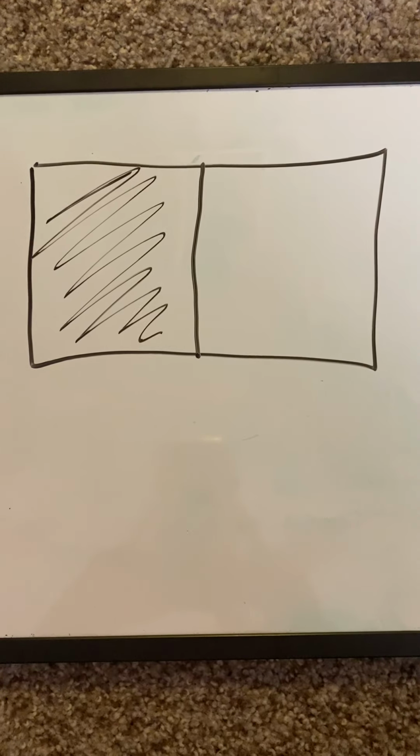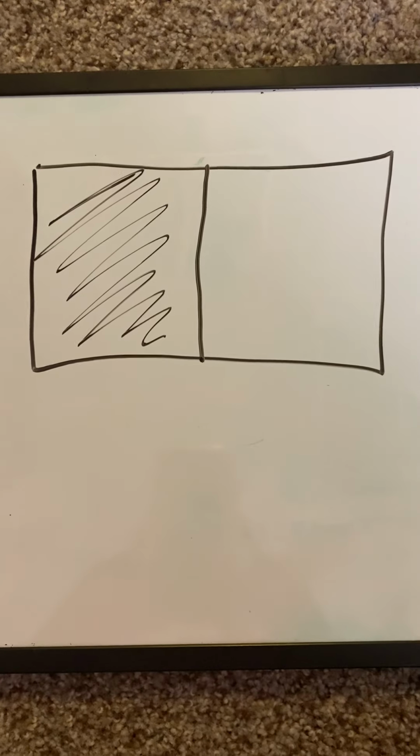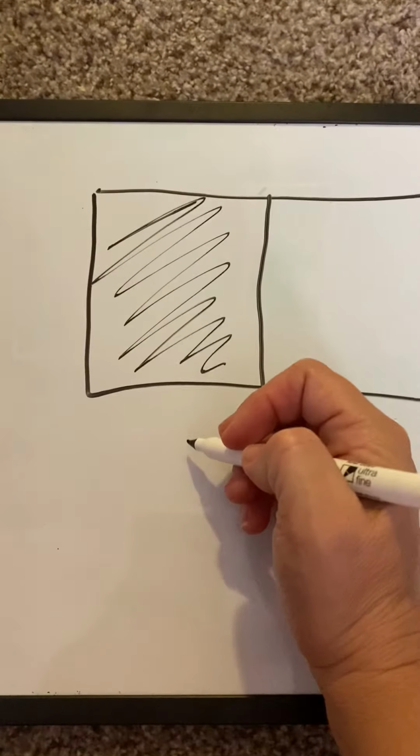So if we are looking at this rectangle, the rectangle represents one whole. It would be like if it was a whole rectangular pizza, a pan of lasagna, a cake, whatever. So if we look, the beginning represents 1/2.